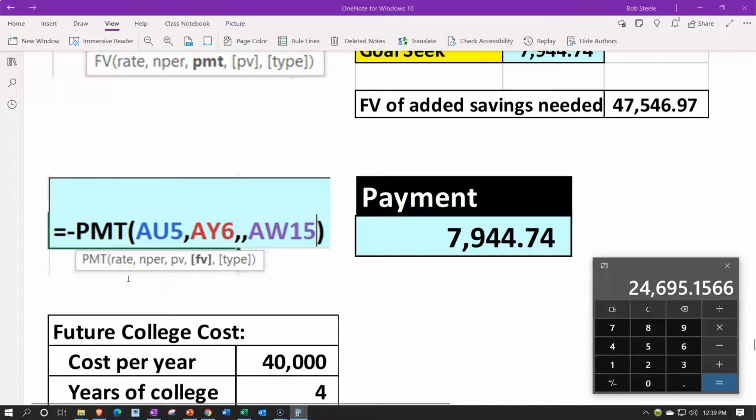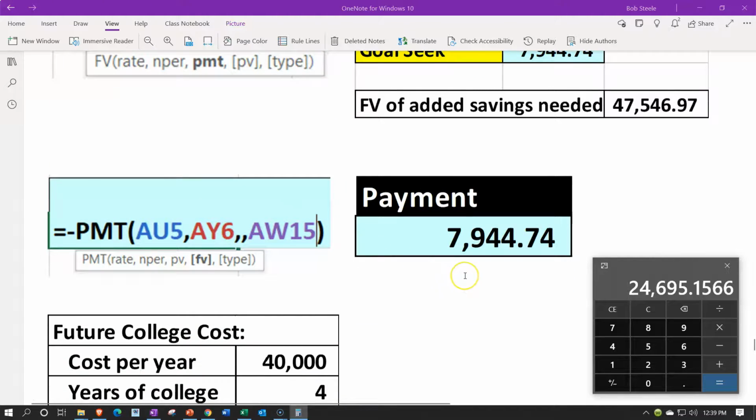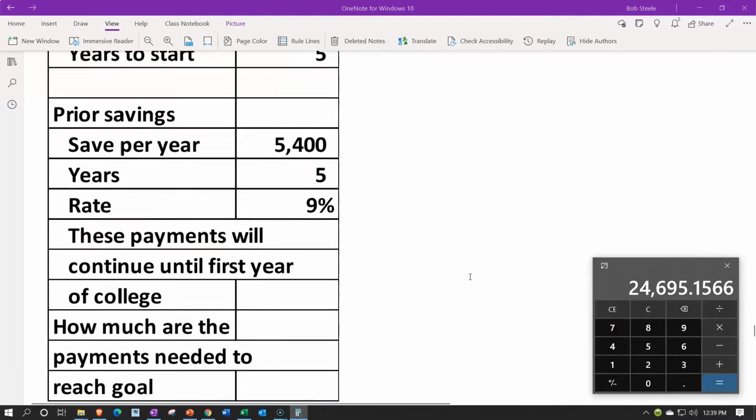That would be the rate, 5%. Number of periods, 5. Not the present value, so that's a comma, comma. And then the future value is going to be, once again, that 47,546.97, giving us that 7944.74 we would have to put in each year, assuming the rate of 9%, in order to achieve what we need to fill the gap to make sure we have enough to pay for the college fund.